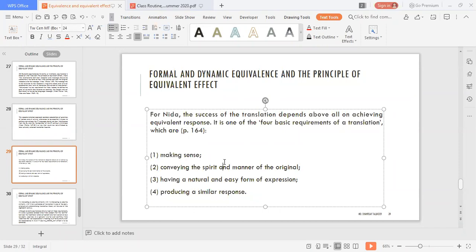So here you can see these are the requirements of a translation. You can see the second and third, conveying the spirit and manner, that is the formal equivalence. And the third one, that is the dynamic equivalence, having a natural and easy form of expression. So when you go for the real translation, as a translator, you have to consider all these matters that so far we have discussed about equivalence. Otherwise, you cannot prove yourself as a good translator.